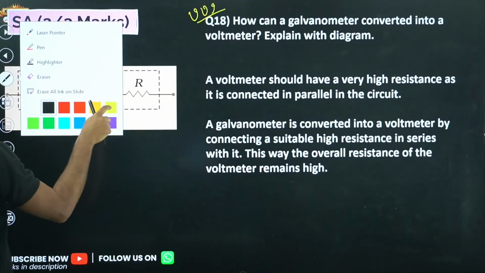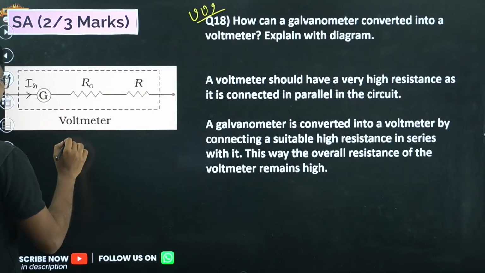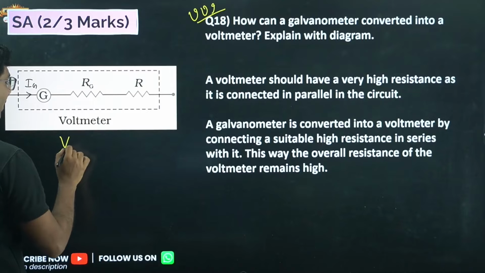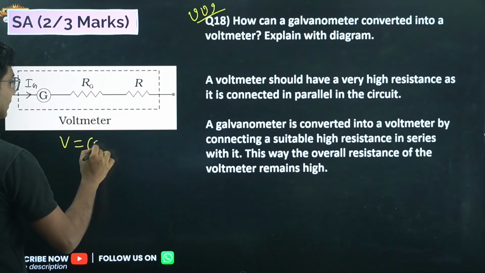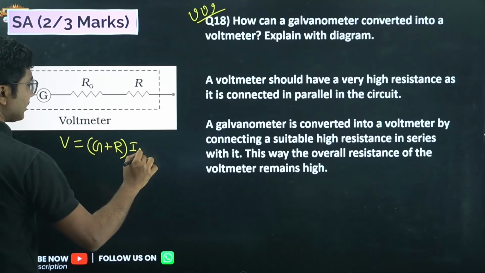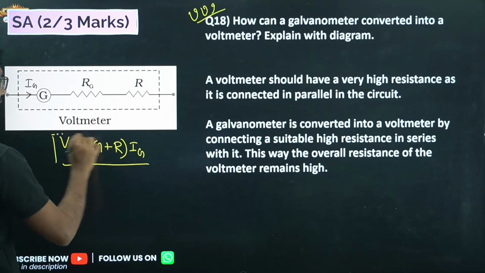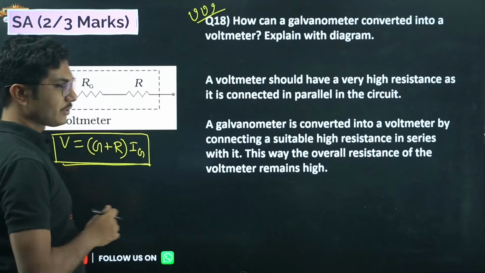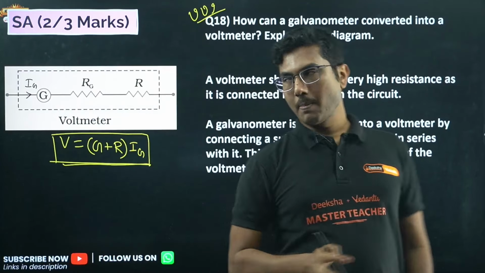We generally do not use Rg, what we use is G. So voltage drop across the galvanometer is G plus R into Ig. So this is the formula for solving problems, you might remember.